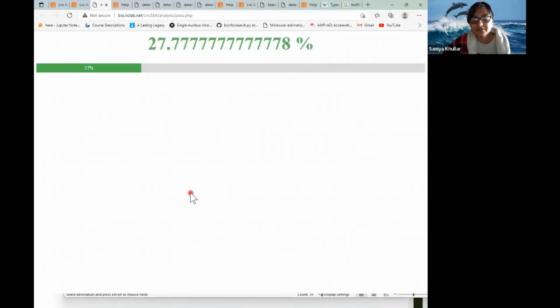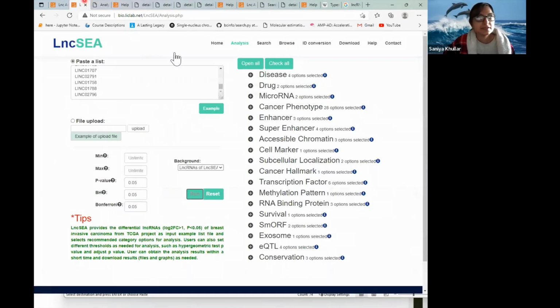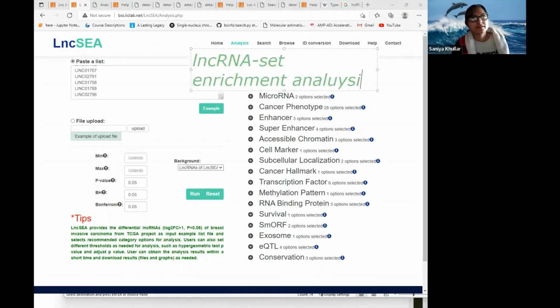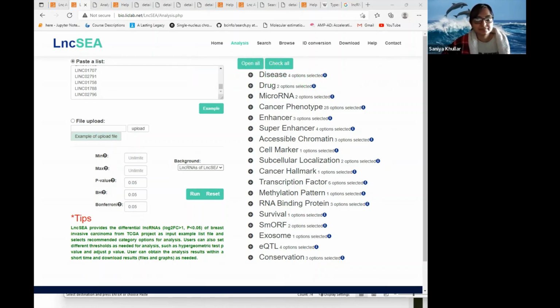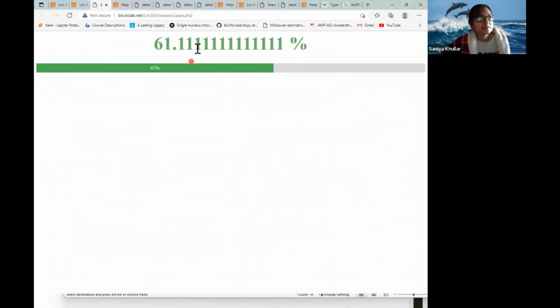So this here is doing lncRNA set enrichment analysis. That's what the analysis is doing. For the set of 74 lncRNAs, what do we find? That's what the analysis is telling us. So we see that it's okay, 61.111%. So let's just wait for it to finish loading.